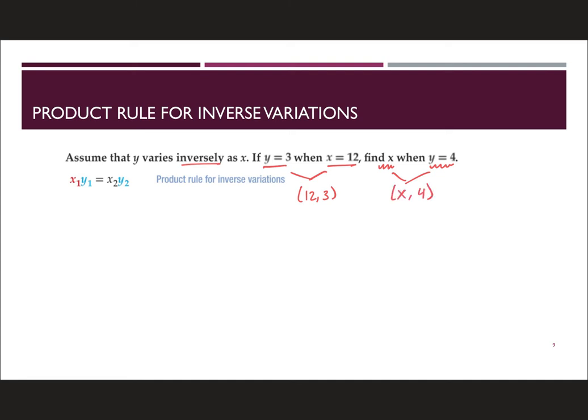Okay, so now that I have my 2 points, I can go ahead and label them. x1, y1, x2, y2, and can plug them into my pattern over here to figure out what my missing coordinate is. So 12 times 3 is equal to 4x, and then you can solve. And there we have it. 9 is equal to x, and that was what we were looking for.